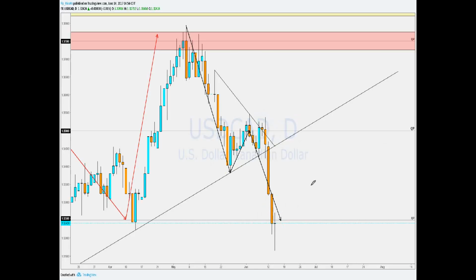See how simple it is, guys? So simple, right? Once you break it down like this, the market's going to be a lot easier.